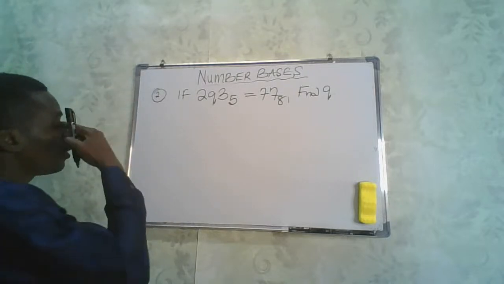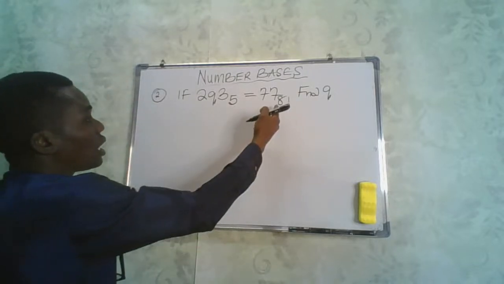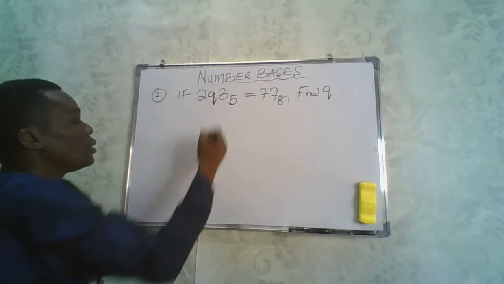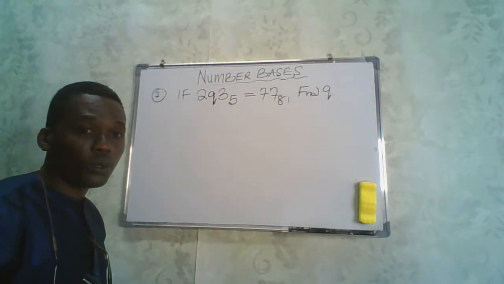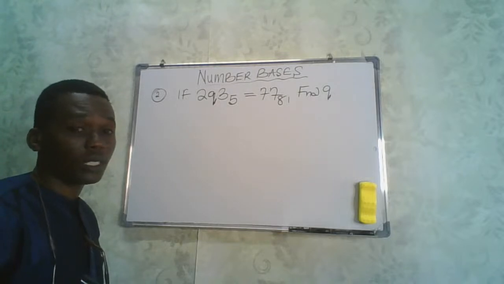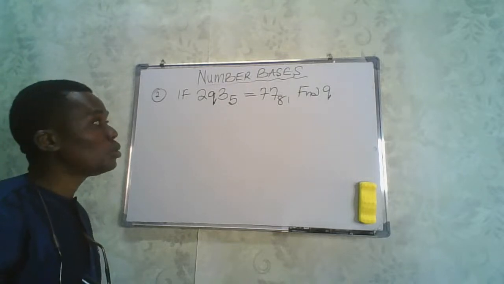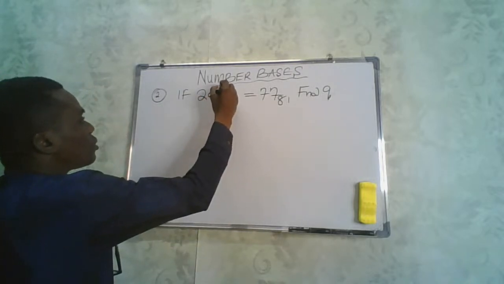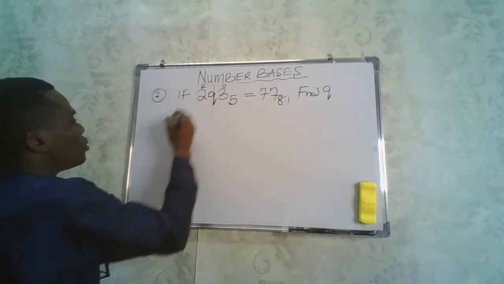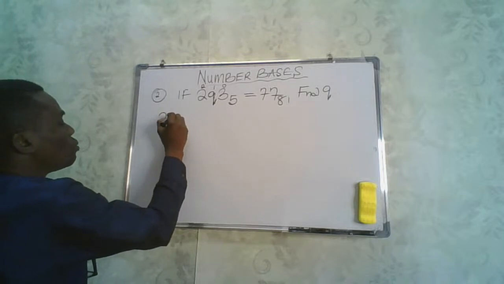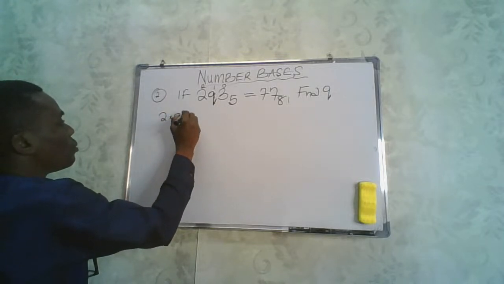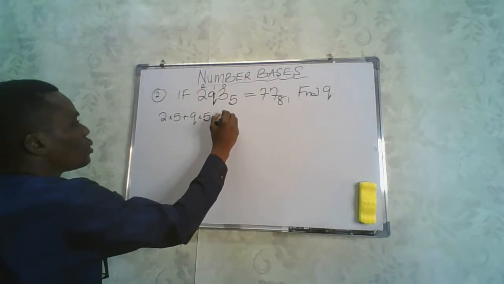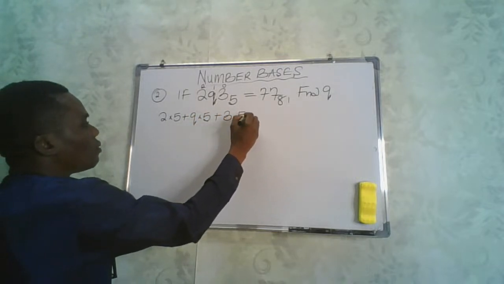Now, let's try this. We're going to convert this to base 10 and convert this to base 10. Because we have a letter here, which is Q, we're not going to use the successive multiplication. We're going to use the power expansion method. So this is going to be 0, 1, and 2. So that will give us 2 multiplied by 5 plus Q multiplied by 5 plus 3 multiplied by 5.